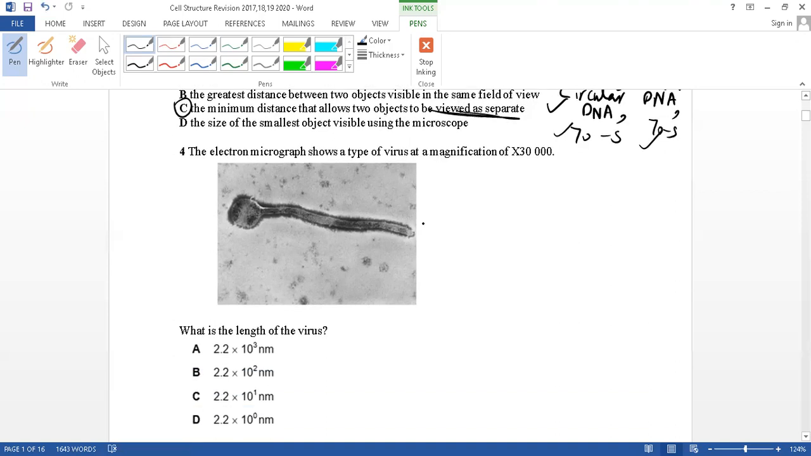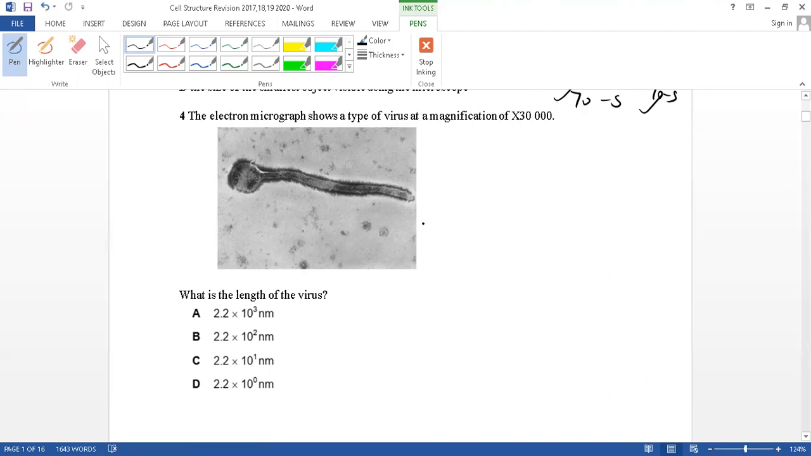Excellent. Then the electron micrograph shows a type of virus at this magnification. What's the length of the virus? When they are asking about the length, that is the actual length. So what are you going to do? You will use the same formula. Magnification is equal to image over actual, and magnification is given to you. You have to find the actual length. So you switch the formula this way: A is equal to I over M.